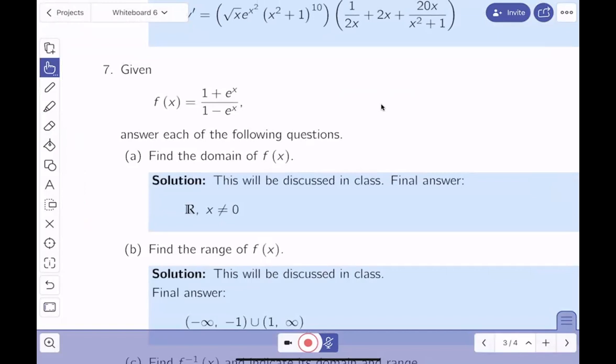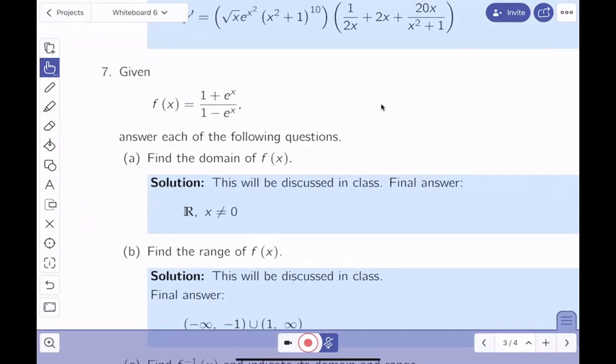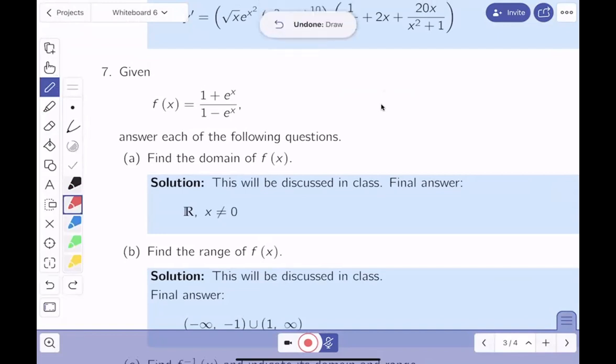What's the domain? It's a function, right? It's e to the x. It's really not that bad. So let's write this down. So I know that for e to the x, the domain is all real numbers, but the bottom presents trouble for me. Is the bottom ever equal to 0? Let me write this down. So is the bottom ever equal to 0?